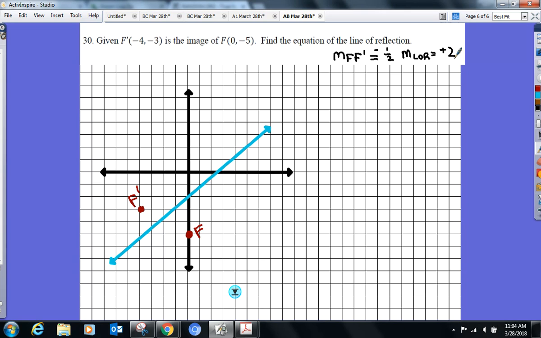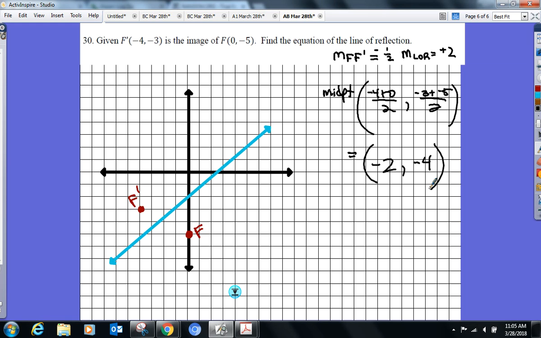Also, this line of reflection is going through the what of F F prime? The midpoint. So I need to find the midpoint of F and F prime. So for the midpoint, I take my two x coordinates and add them together: -4 plus 0 divided by 2. And then I add the y's: -3 plus -5 divided by 2. So it's (-2, -4) for the midpoint.